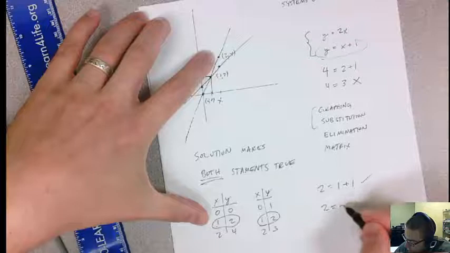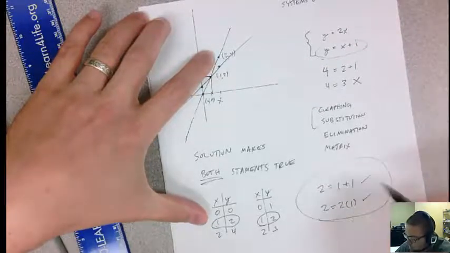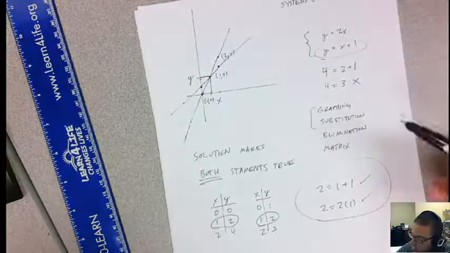So 2 equals 2 times 1. Yeah, it makes both of them true at the same time. So that is a solution to the system of equations. And you can find solutions by graphing.